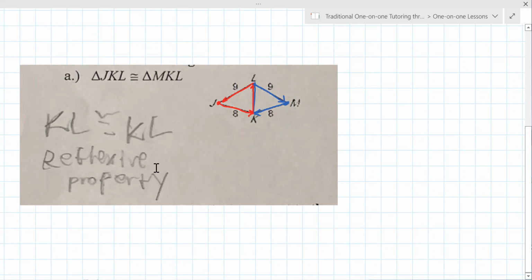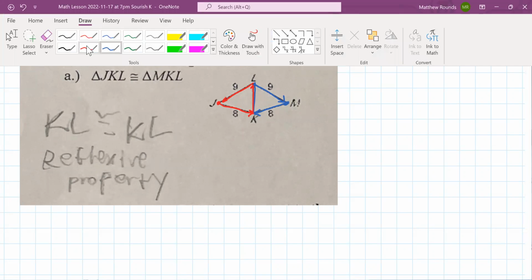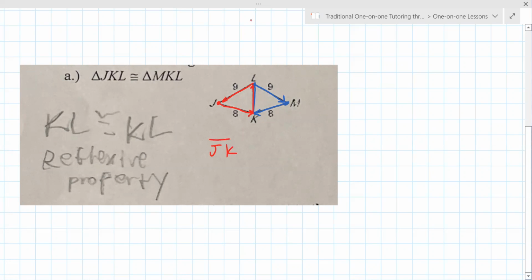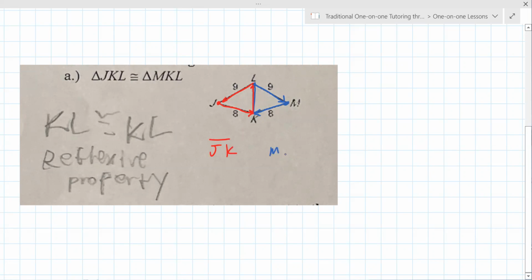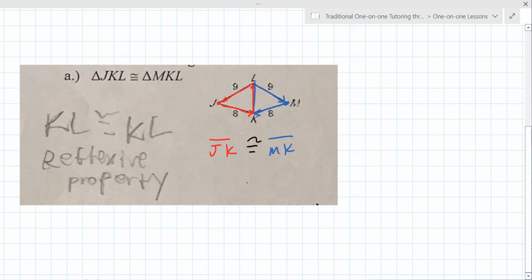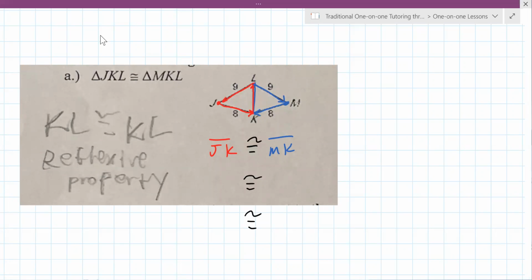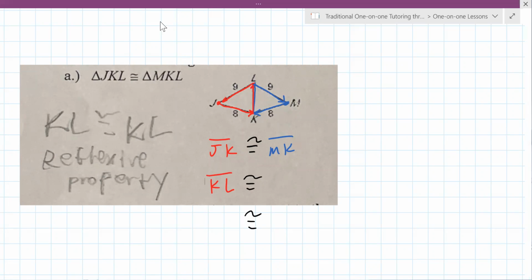They are definitely congruent, but we're still using side, side, side. So do you see that? I'll do this in the right color here. Let's start from J to K. Do you see that JK is the same length as MK? Yes. So that's your first congruent statement. Your second congruent statement is that going from K to L is congruent to, on the blue one, also going from K to L.